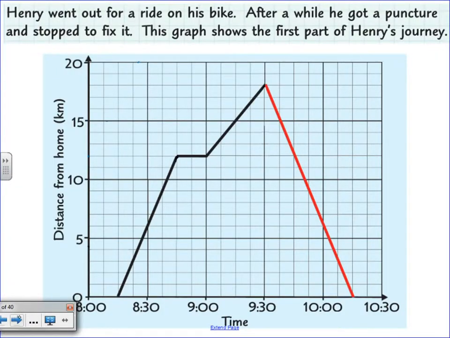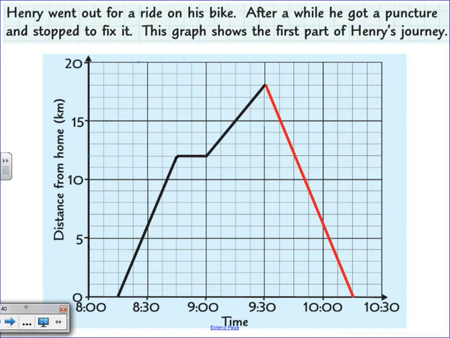And there's all sorts of things. It doesn't have to be a car, it can be you walking. In this case, it can be a bicycle. Okay, Harry went for a ride. After he got a puncture, he stopped to fix it. And they can ask you anything about this. What time did he set off? How far did he go before he stopped with his puncture? How long did he stop with his puncture?